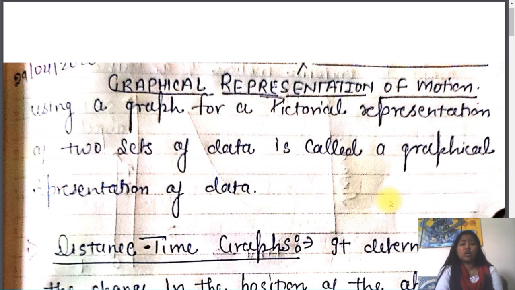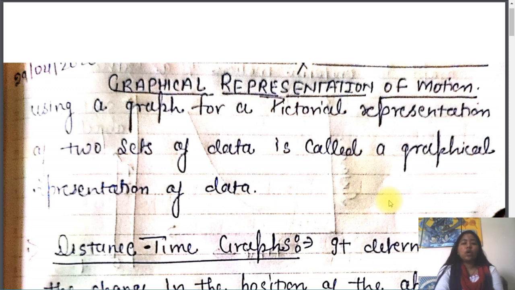After that, when we talk about the graphical representation of motion, we have a number of graphs between different physical quantities. That means we have graphs between distance and time, velocity and time, and displacement and time. But in class 9 we have only two types of graph. The first is the distance-time graph, and the second is the velocity-time graph.